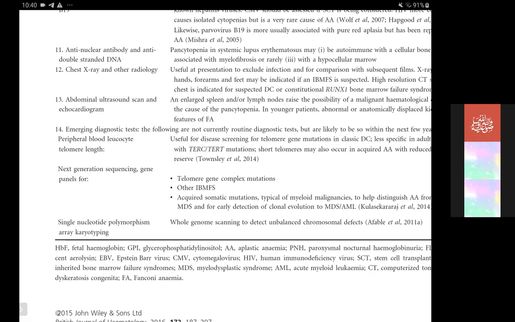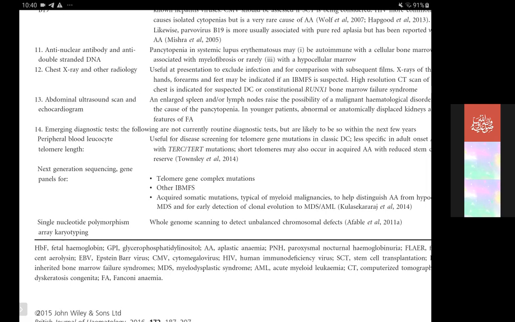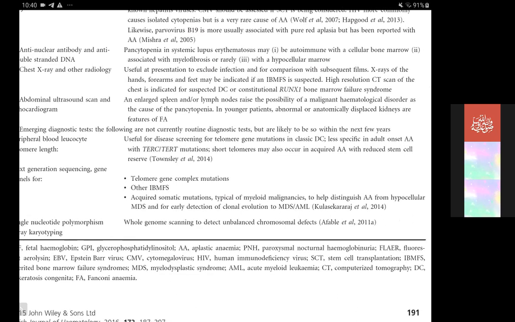So for children, the Fanconi anemia is tested by using the DEB test or the MMC-induced chromosomal breakage. And even for the telomere gene mutation analysis, we can go for the leukocyte telomere length, peripheral leukocyte telomere length, or flow cytometry, flow FISH or multiplex PCR is done. The very short telomeres far below the first percentile for age are indicative of dyskeratosis congenita. So the short telomeres that I mentioned here, since they mentioned that the telomere length can be less specific in adult onset because it may be there with TERT mutations, and short telomeres may also occur with acquired aplastic anemia with reduced stem cell reserve.